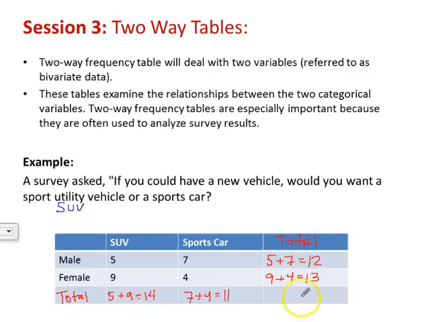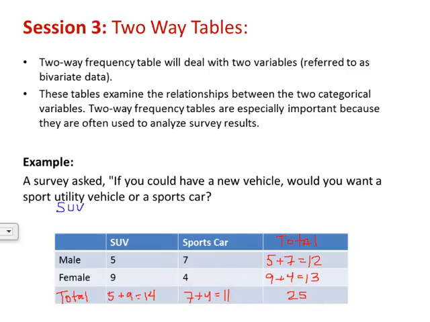Then we can add those columns and those rows together. So if there was a total of 12 males, 13 females, how many total people were surveyed? 12 plus 13 is 25. You can also see if we added our totals over here of all the different sports cars, there would also be a total of 25.